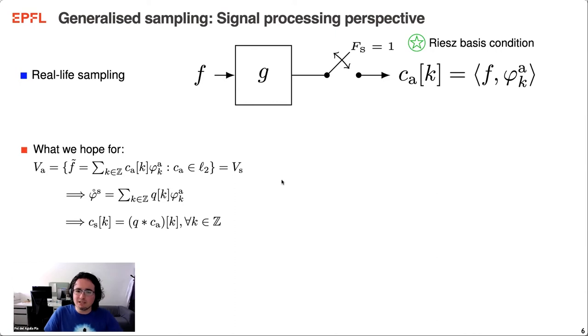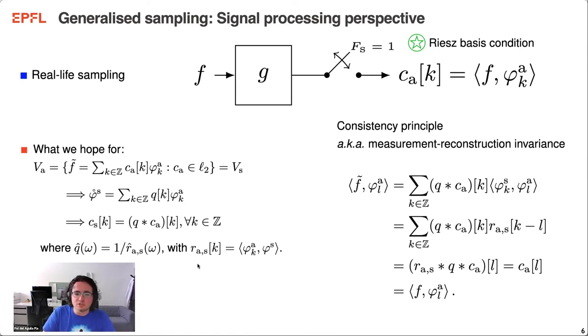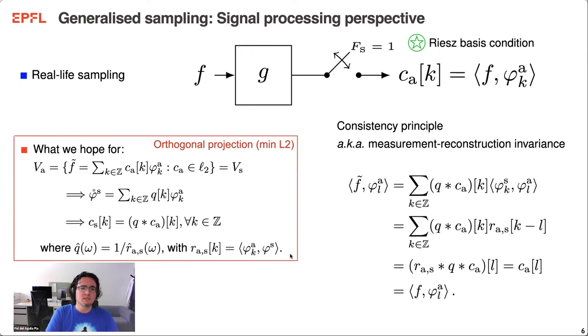In order to know which digital filter q, we use the consistency principle. So basically that if we were to measure our own representation of the function, we would like to get the same measurements that we got in practice. So by doing that, it's very direct to see that this q has to be the convolutional inverse of the correlation between the analysis and synthesis functions. So as a result, if we do this simple digital filtering, we will obtain the orthogonal projection of the function f onto V_s.